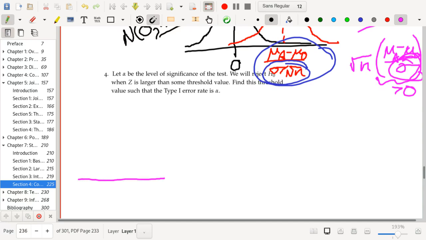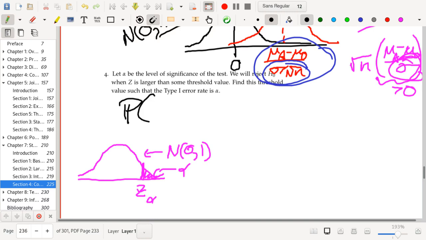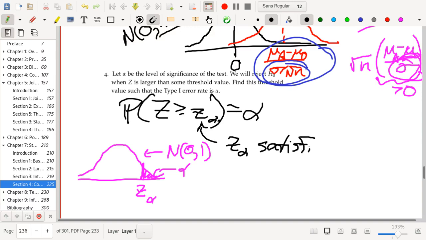We are looking for some quantity such that if the actual distribution is a standard normal curve, the probability of being above this threshold is equal to alpha. Well, that's Z alpha, the Z alpha that I have been mentioning over and over again in previous videos. So the probability that Z is greater than or equal to Z alpha is equal to alpha. As a reminder, Z alpha satisfies 1 minus phi of Z alpha is equal to alpha.